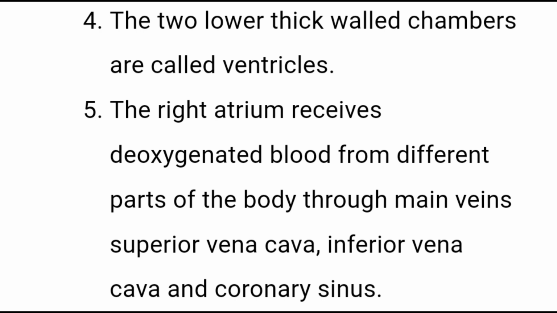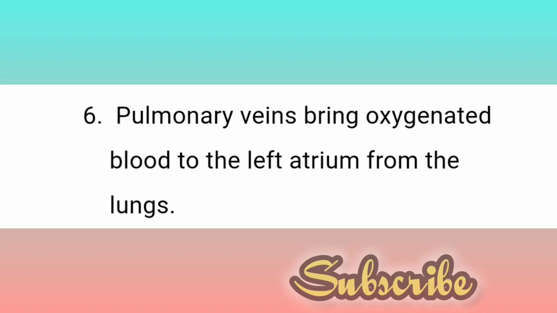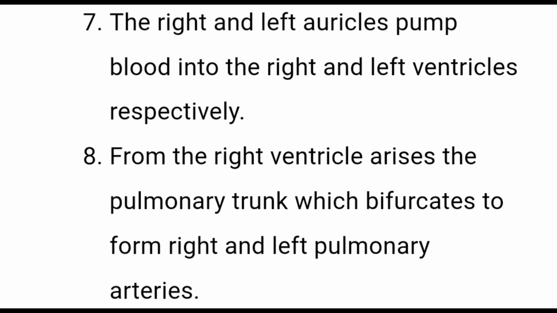Fifth one, the right atrium receives deoxygenated blood from different parts of the body through main veins, superior vena cava, inferior vena cava and coronary sinus. Sixth one, pulmonary veins bring oxygenated blood to the left atrium from the lungs. Seventh point, the right and left auricles pump blood into the right and left ventricles respectively.